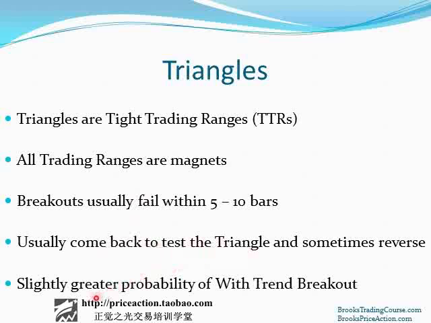There is a slightly greater probability of a with-trend breakout. So if you have a triangle in a bull trend, a triangle is a pretty neutral pattern, a breakout mode pattern, but with a slightly greater chance of a bull breakout. But like I said, it can end up being the final flag of the bull trend, come back into the triangle, and continue down further, leading to a reversal.